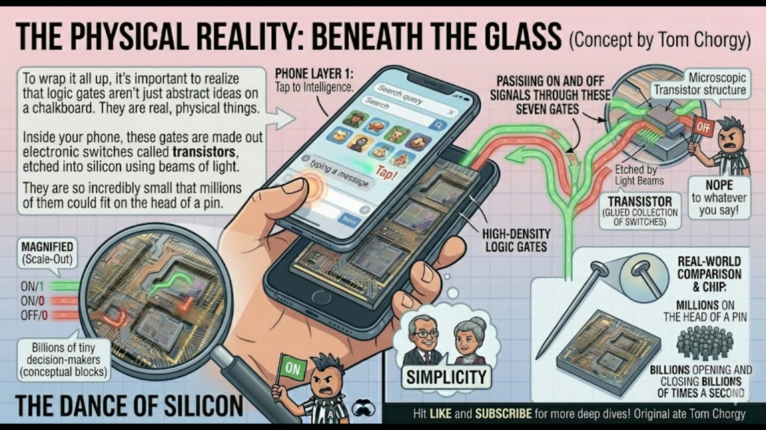When you play a game, type a message, or search the web, billions of these microscopic switches are opening and closing billions of times every single second, passing on and off signals through these logic gates to create the digital reality you are experiencing right now. The next time you tap your phone screen and it instantly responds, take a second to appreciate the beautiful, invisible dance happening beneath the glass, where billions of tiny gates are constantly asking yes or no to bring your technology to life.